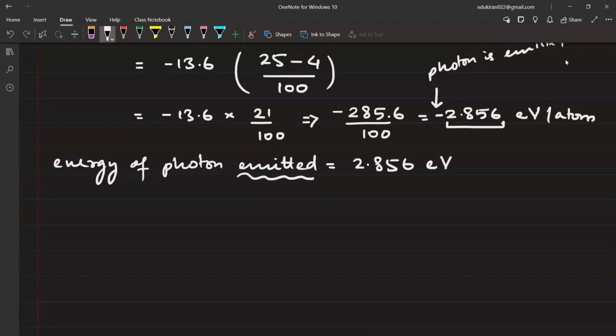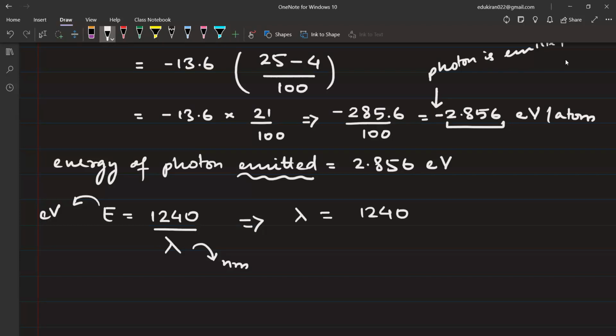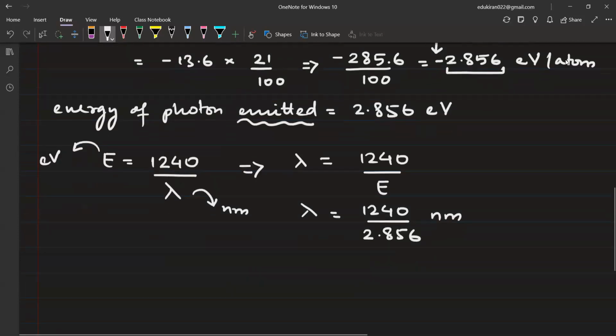So 2.856 electron volts. Now we have already seen this in the initial classes that E is equal to 1240 divided by lambda. Now this energy should be in electron volts and this lambda should be in nanometers. So lambda will be equal to 1240 divided by 2.856, the energy in electron volts. Whatever value this comes, it should be in nanometers.